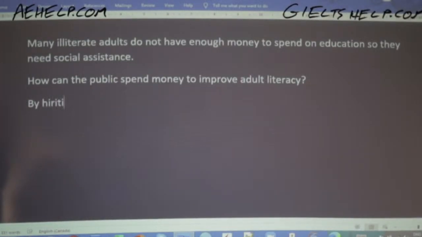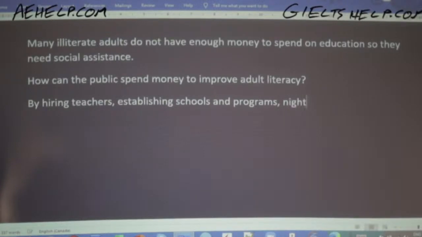By hiring teachers, establishing schools and programs, night classes for adult literacy.